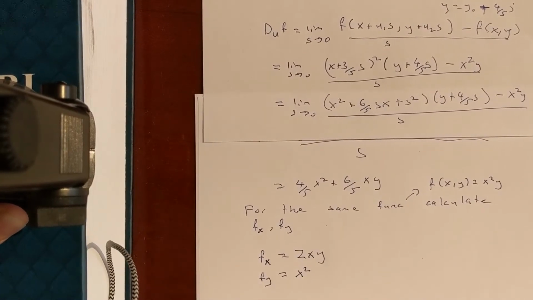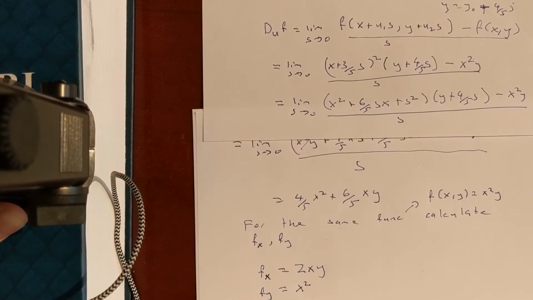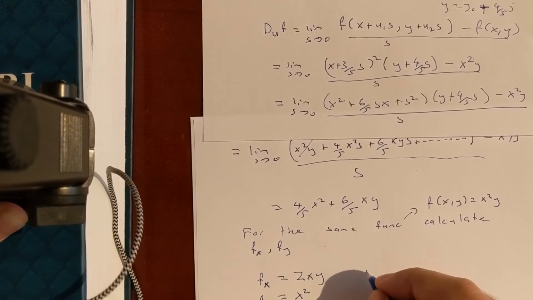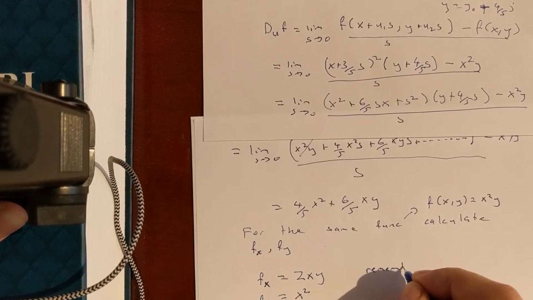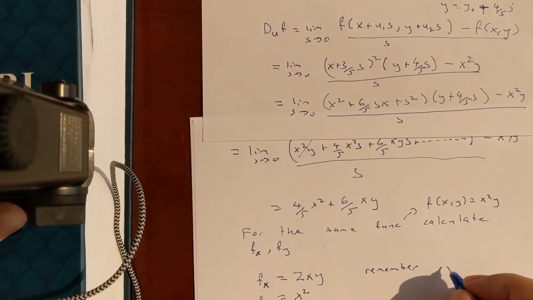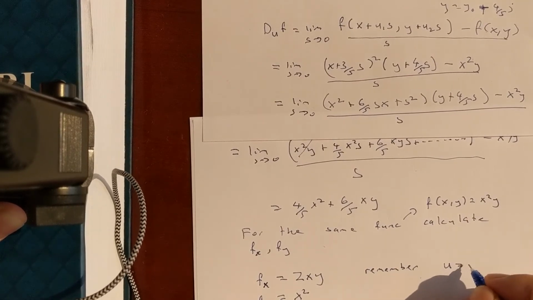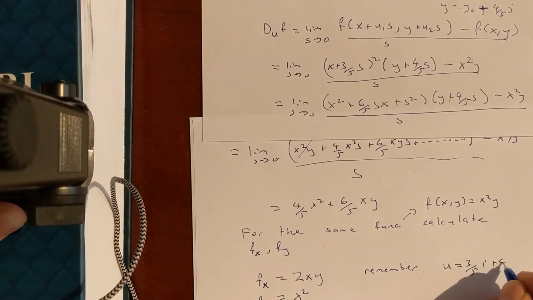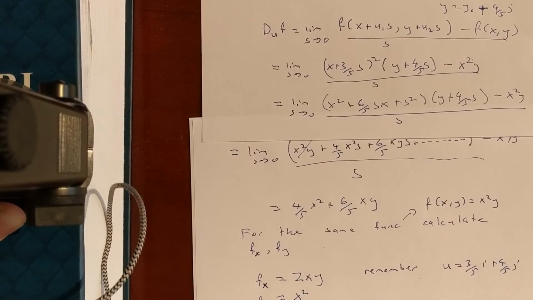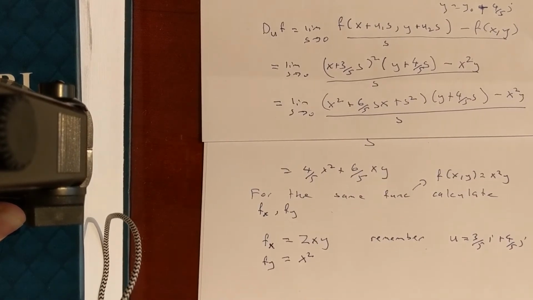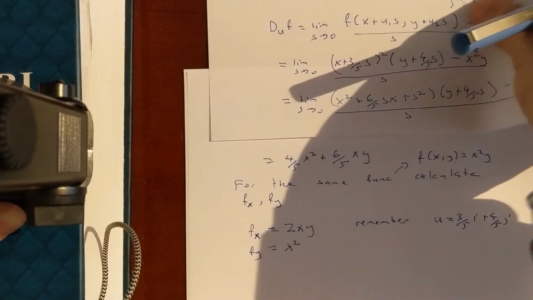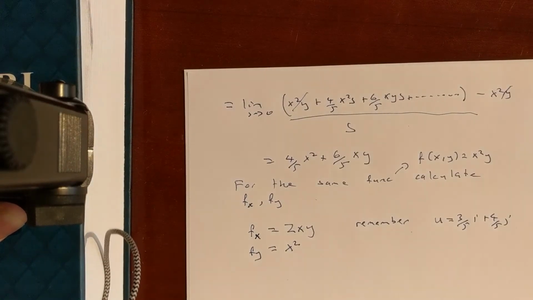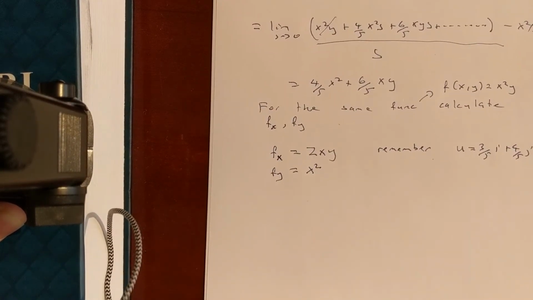Now remember the directional vector that we worked with. U was what? It was 3/5 i plus 4/5 j. All right. I think something nice is about to happen. Let's move this out of the way. Something nice is about to happen.